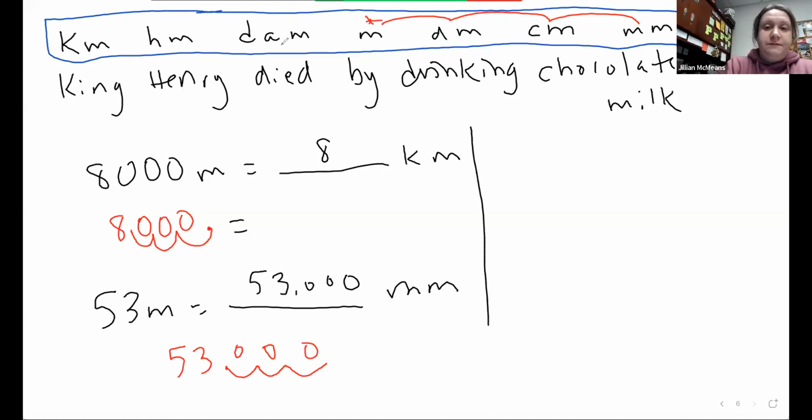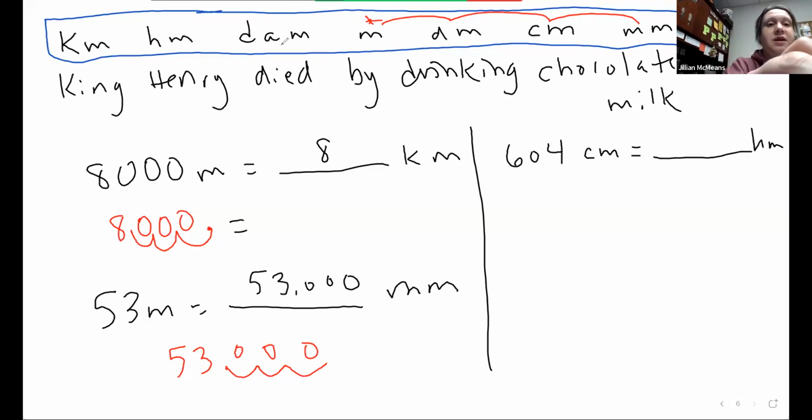All right, so let's look at another one. Let's say for this one, we have 604 centimeters, and we want to convert to hecto. So hectometers, that's going to go from, well, let me erase a little bit so you can see it. So that's going to go from centimeters. This time we want to go hecto. So we're going to move our decimal to the left 1, 2, 3, 4 times.